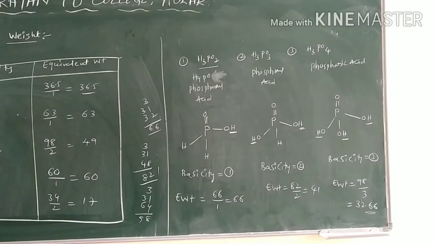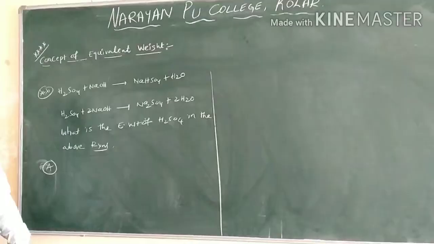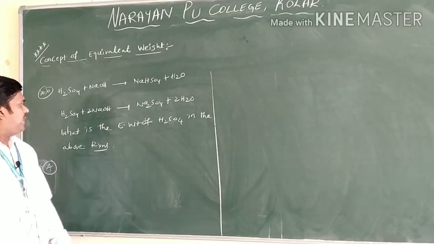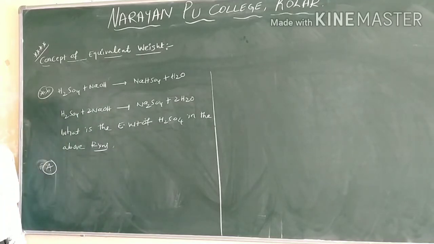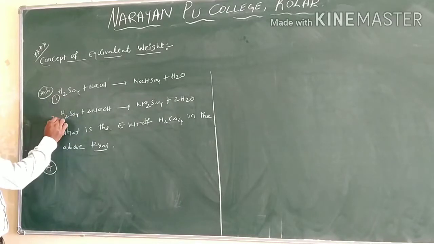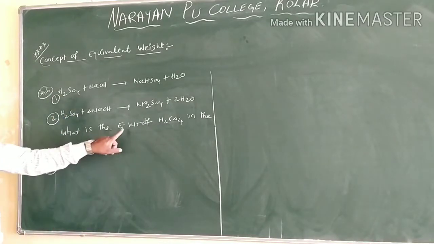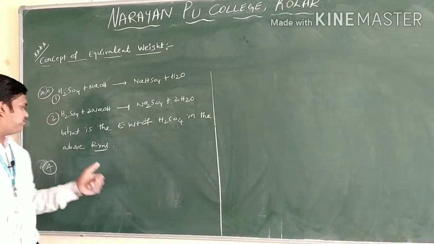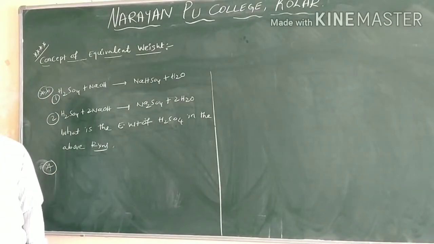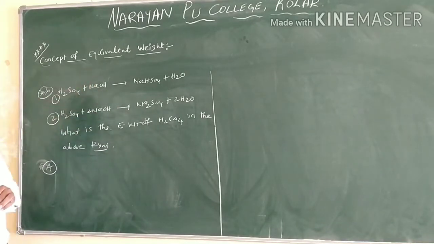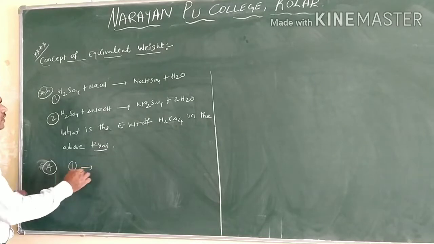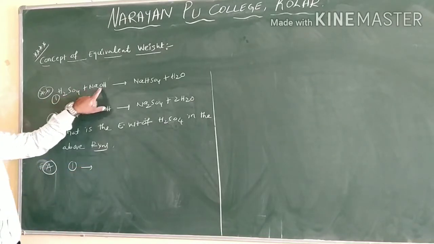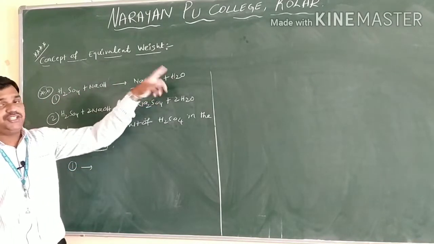66, 41, 32.6. See the question we have. H2SO4 plus NaOH gives rise to NaHSO4 plus H2O. H2SO4 plus 2NaOH gives rise to Na2SO4 plus 2H2O. This is equation 1 and this is equation 2. What is the equivalent weight of H2SO4 in the above reactions only? So in the first reaction I am writing here H2SO4 plus NaOH gives rise to NaHSO4 plus H2O.